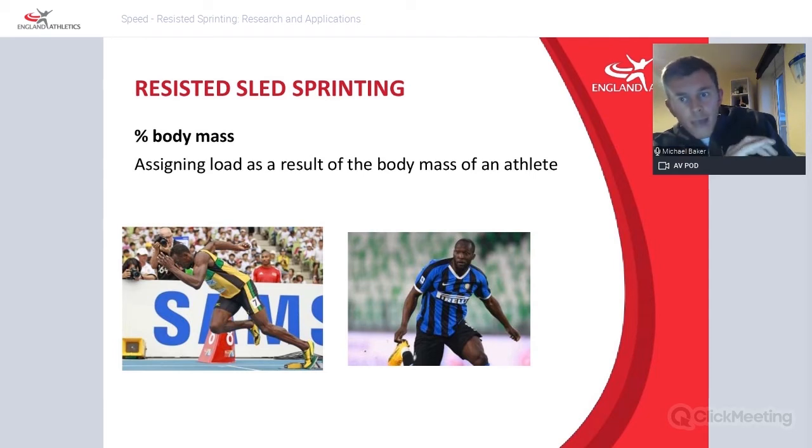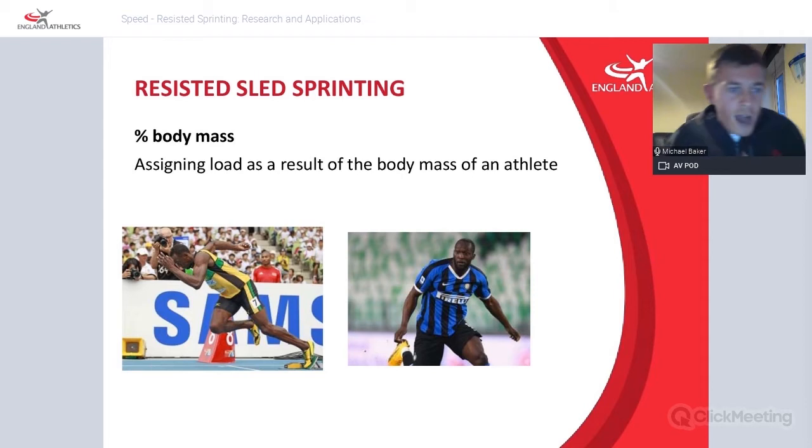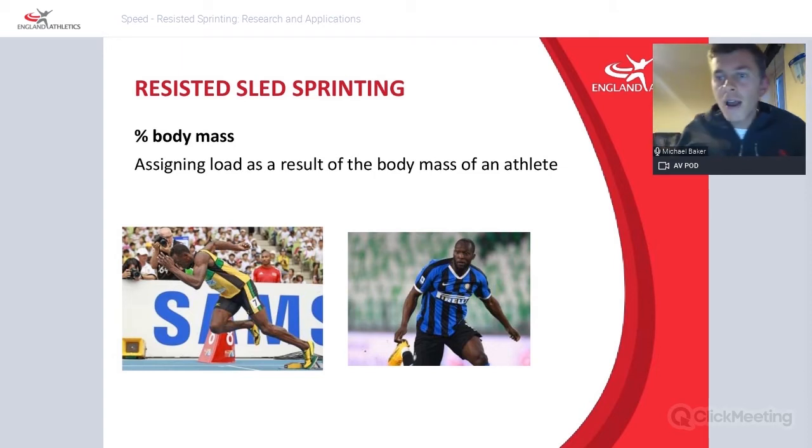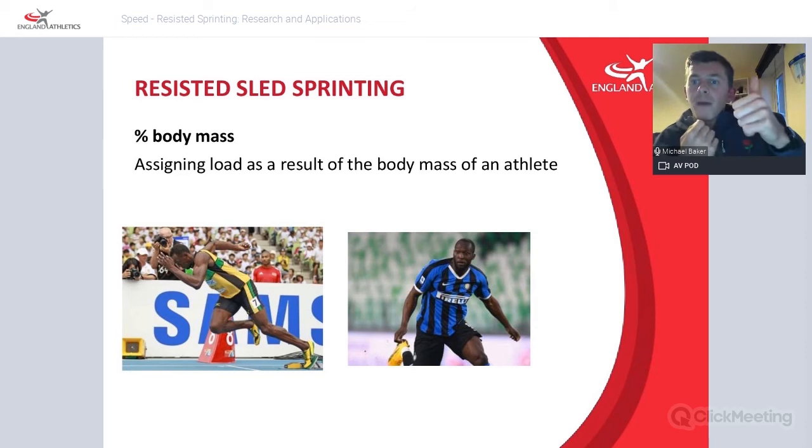The downside about this method is that body mass isn't necessarily indicative of someone's ability to accelerate. I've got 2 athletes on screen, one who no doubt the majority of you will hopefully know, Usain Bolt on the left, and Romelu Lukaku, the former Manchester United forward, now at Inter Milan. Usain Bolt at his best and Lukaku were roughly very similar weights. So if we were assigning some resisted sled sprinting to both, they would have very, very similar weights on the sled.